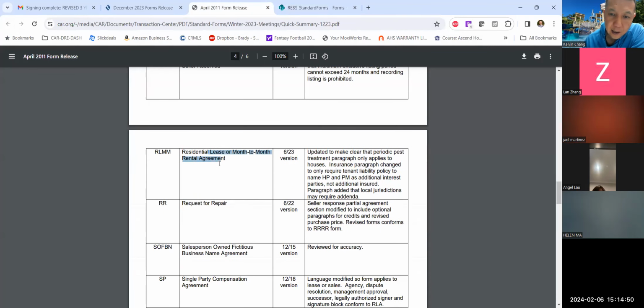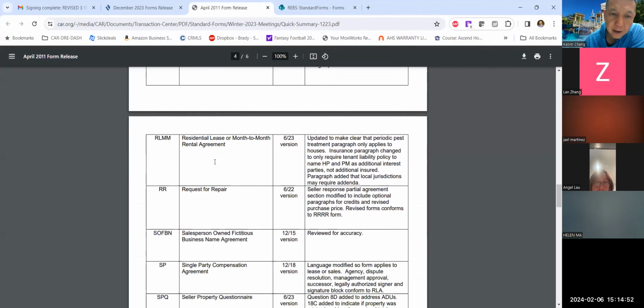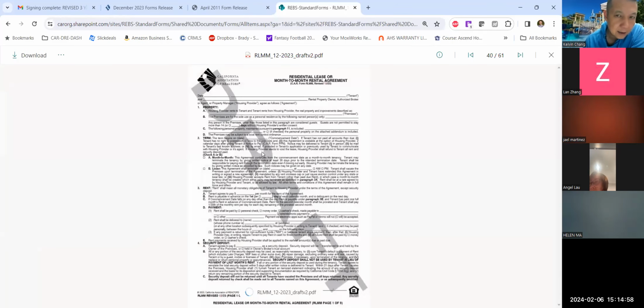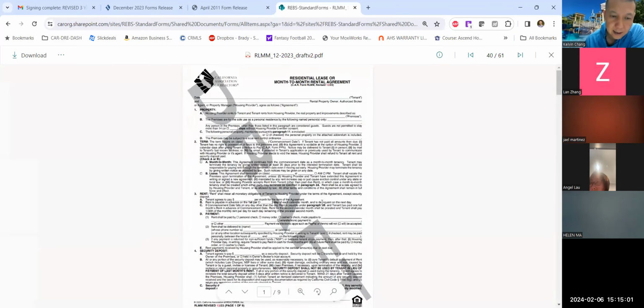There's a residential lease or month to month. I'm going to pull that up because we are often dealing with the month to month lease agreement. So let's pull up this contract. And if you have any questions at all, please type or talk to me, because I've been just talking and talking, and I don't know if I'm losing you, and I don't know if you're still following and you're happy.